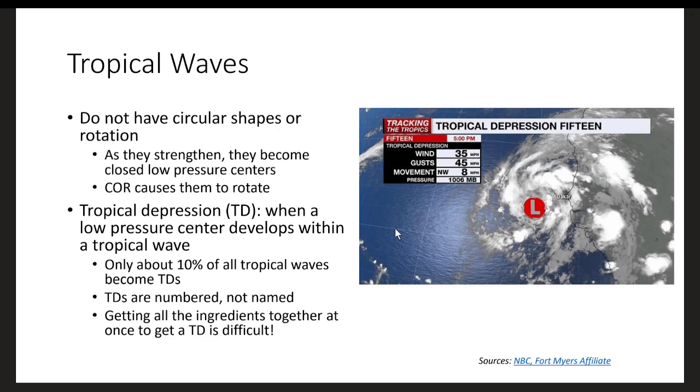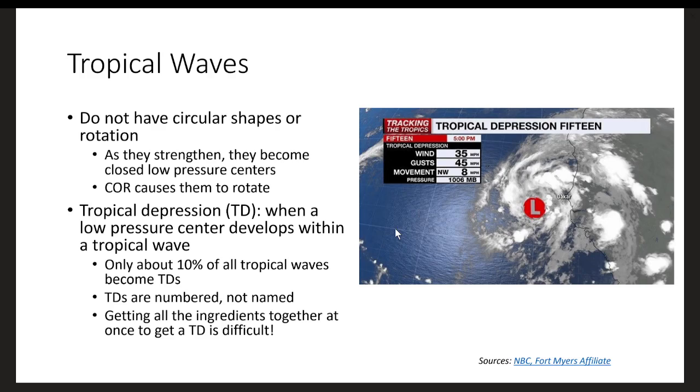So, tropical waves don't have circular shapes yet. They don't have rotation. But as they strengthen, they start to form this closed low pressure center, and the Coriolis effect causes the winds to rotate around this low pressure system. So a tropical depression forms when that low pressure center develops within the tropical wave. Only 10% of tropical waves become tropical depressions, and they're numbered. They're not named. There are more tropical depressions than tropical storms or hurricanes, and they only have a limited number of names, so they just give these numbers, and then once it becomes strong enough, they'll give it a name.